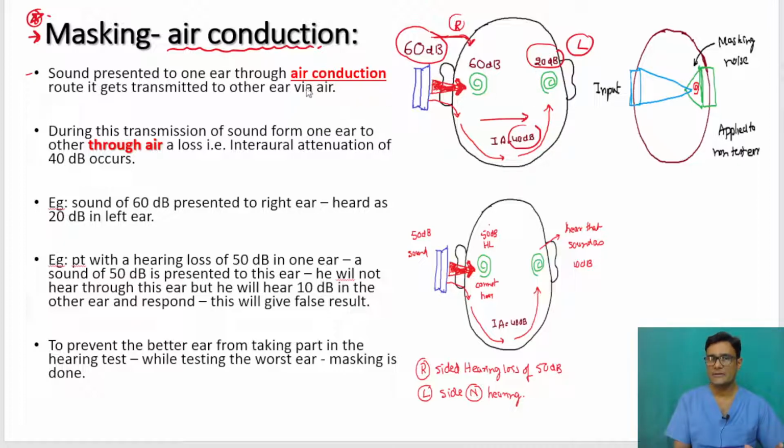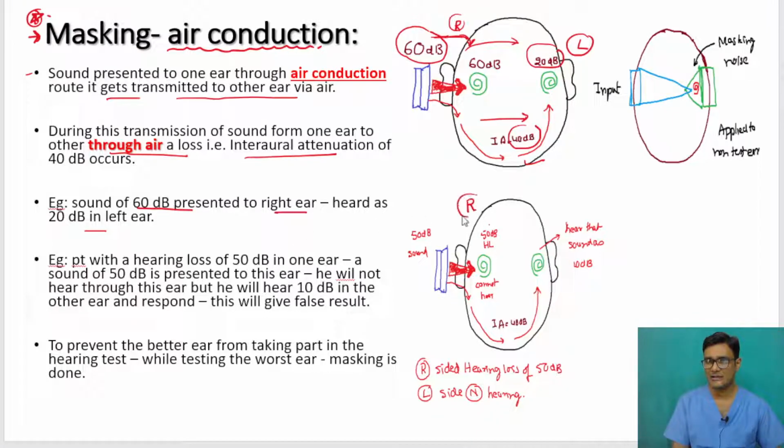So when the sound is presented to one ear through the air conduction route, it gets transmitted to the other ear via air. It's not via bone, it gets transmitted via air. During this transmission there is a loss. That is called the interaural attenuation, and it is 40 decibels. This is the same example we have given: if a sound of 60 decibels is presented to the right ear, it is heard as 20 decibels in the left ear.